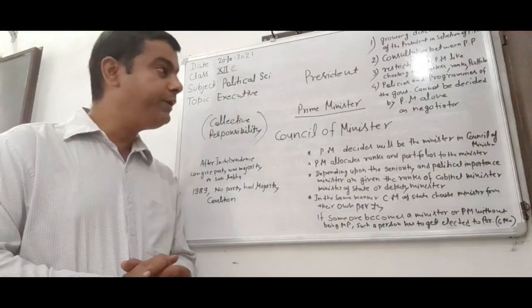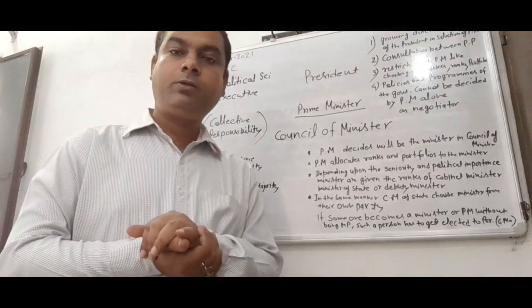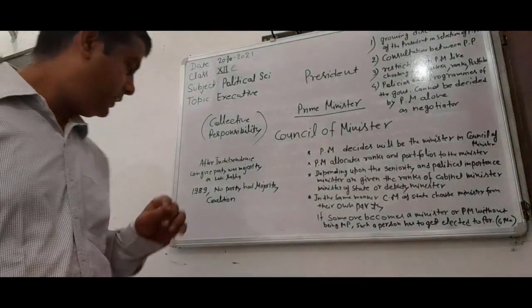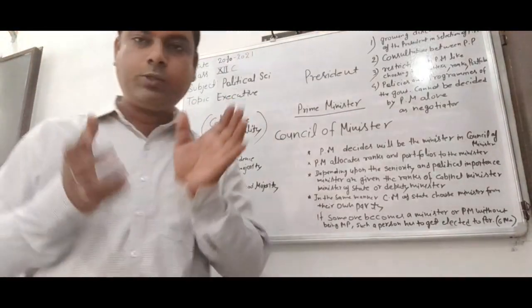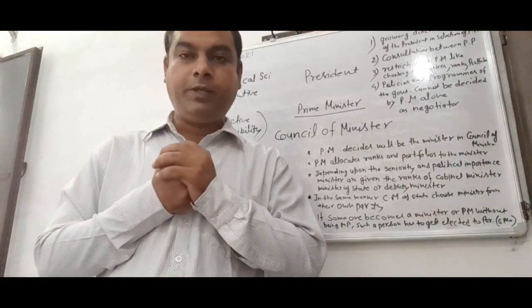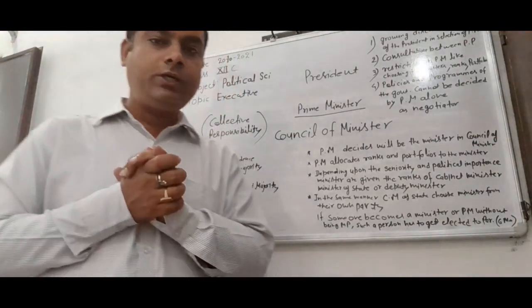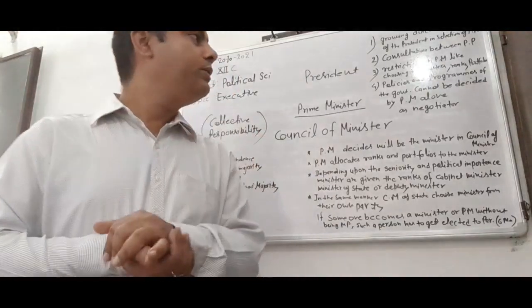In the parliamentary form of government, from the era of 1989, the coalition government came. In this coalition, the power of the Prime Minister was reduced. They did not complete their terms.